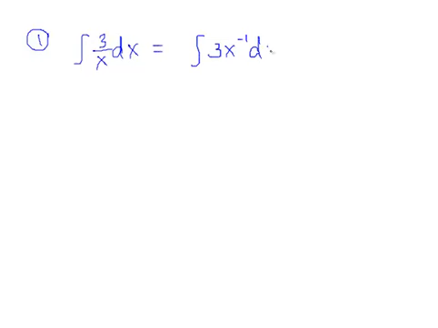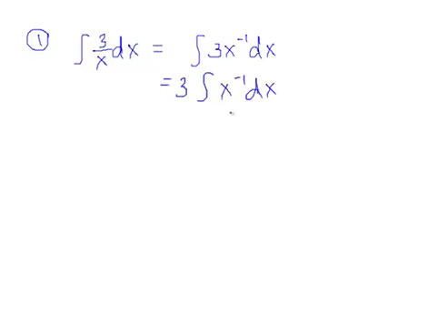I'm going to start us off light with number 1, and what they ask us to do is integrate the function 3 over x dx. So they're trying to make us work backwards with this. Basically, what I could write is 3 times x to the negative 1 dx. This is a scalar multiple, so I can pull it out, and what I have is x to the negative 1 dx.